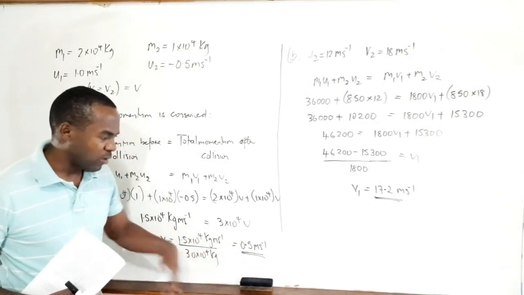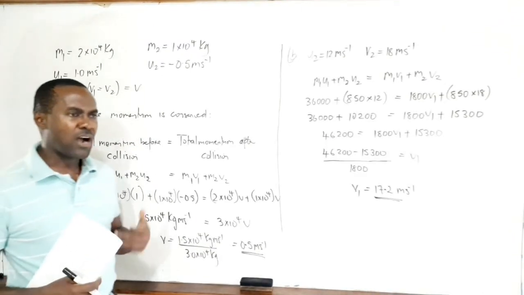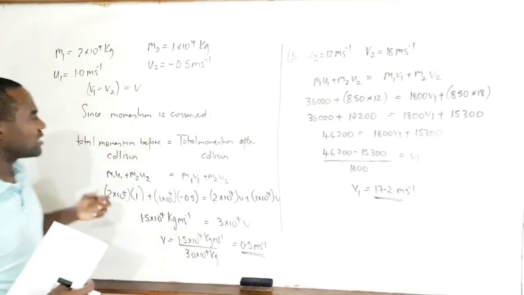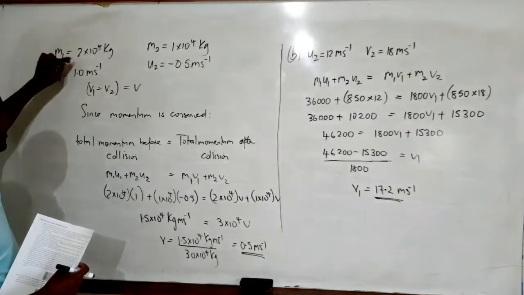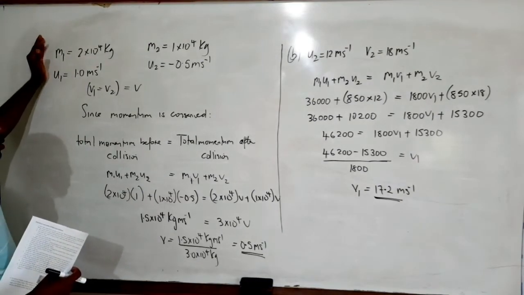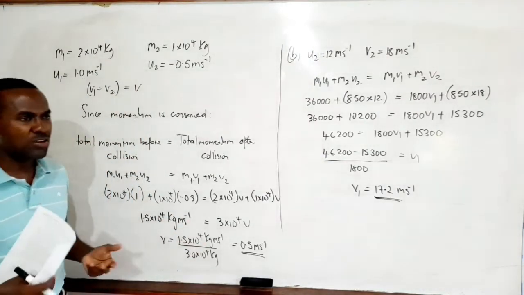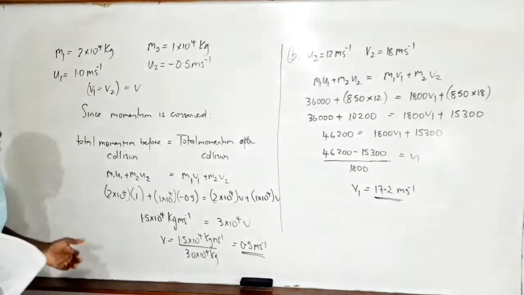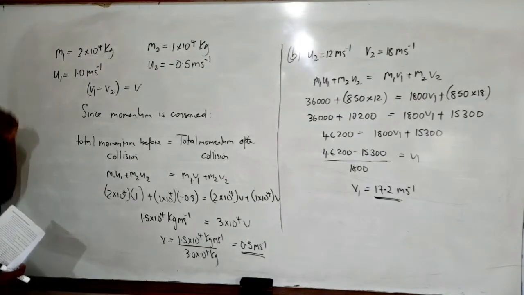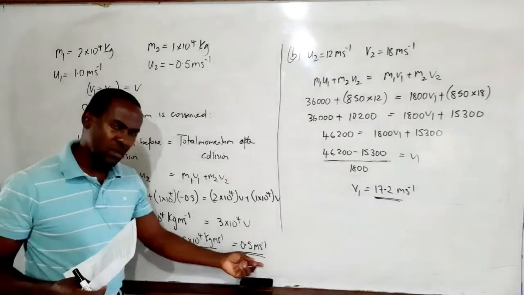And what this tells us is that the two trucks are moving in the same direction as that of the bigger truck, or that of the initial direction of the bigger truck. So what this is basically saying is that the two trucks are moving in the same direction as the bigger truck was moving, and that is because the velocity turns out to be positive.